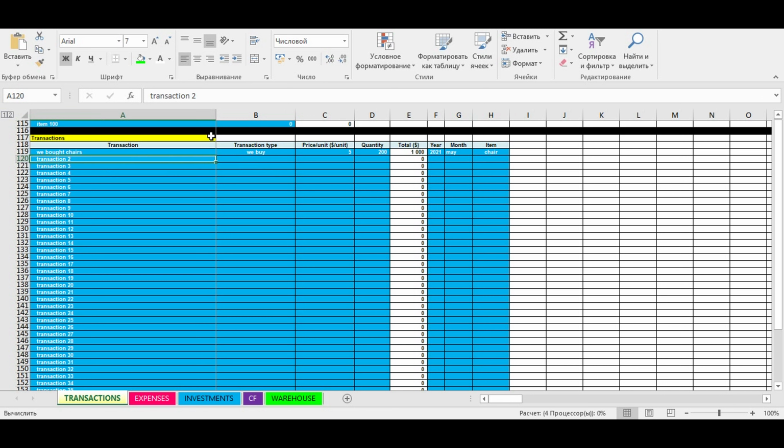Then, for example, we bought some additional amount of chairs. So we bought it a little bit, they are more expensive, for example. We bought 500 chairs. We bought it in 2021 in May.